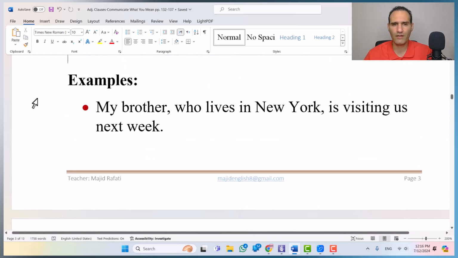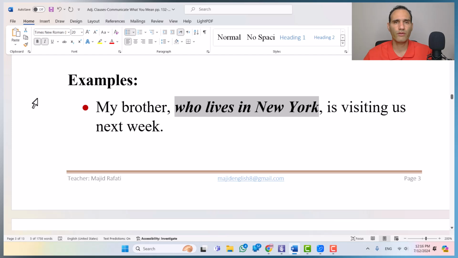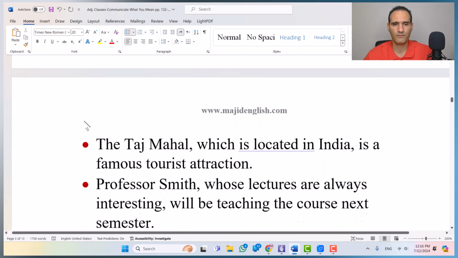Examples to clarify the point. My brother, who lives in New York. So there is only one brother. In that context, the speaker and the hearer both know that he has just one brother. That's why the commas. So if we don't know, it could be necessary, it could be unnecessary. It depends on the speaker and the hearer. It depends on the context.